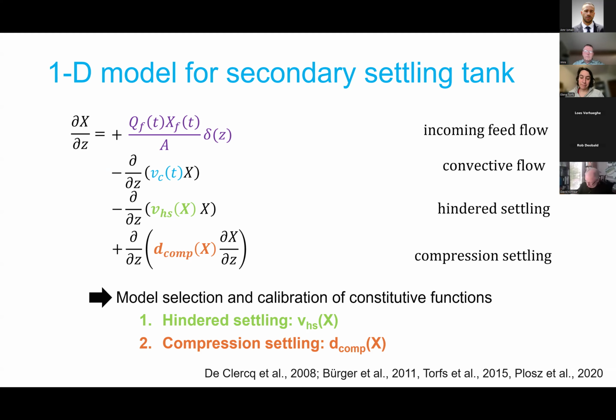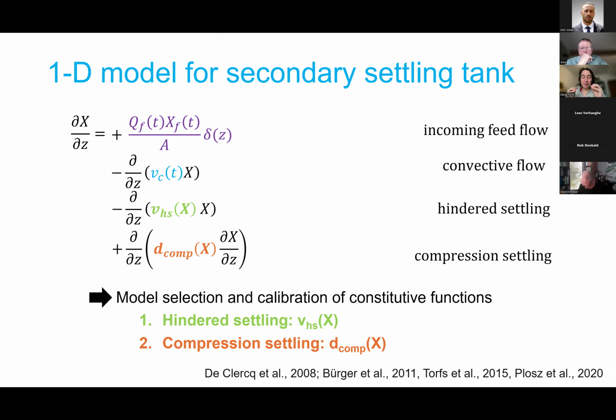There's been quite some work done on looking into compression settling. How can you describe it? Which kind of functions could be used? How can we calibrate it maybe? I listed a few references. I think especially if you want to look into some nice experimental data, the historical paper of de Klerk et al., Jerifa de Klerk, she did amazing experiments.